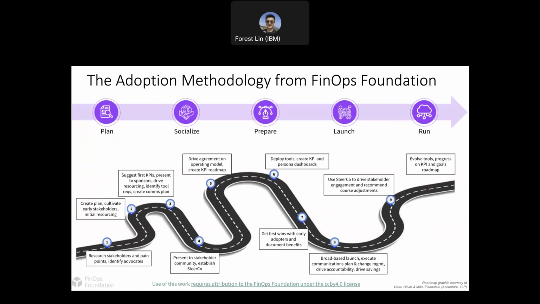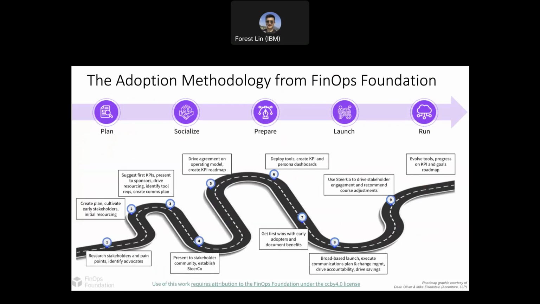The second slide from the FinOps Foundation is a methodology. FinOps Foundation has recommended the methodology to adopt FinOps, including the key milestones and also the detailed step-by-step with the actions, artifacts and deliverables.